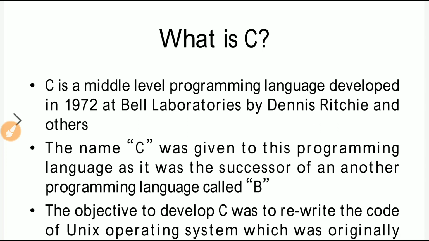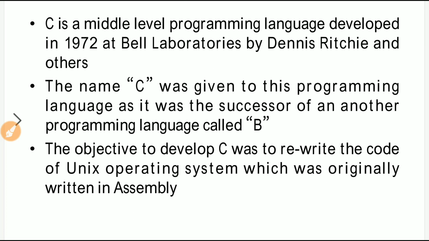Very interesting. The objective to develop C was to rewrite the code of Unix operating system, which was originally written in assembly. So the main objective of developing C was to rewrite Unix operating system.